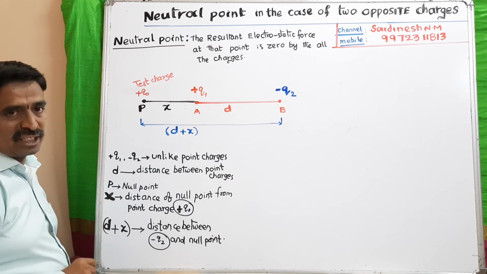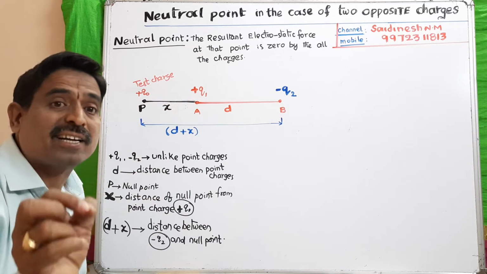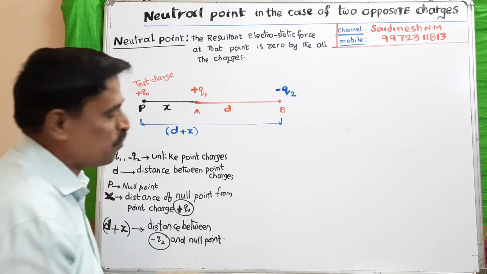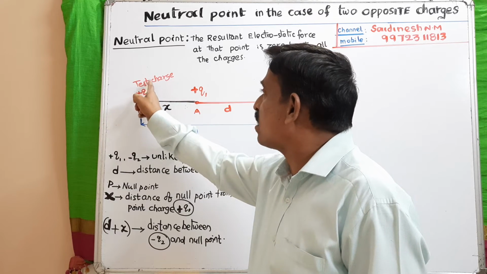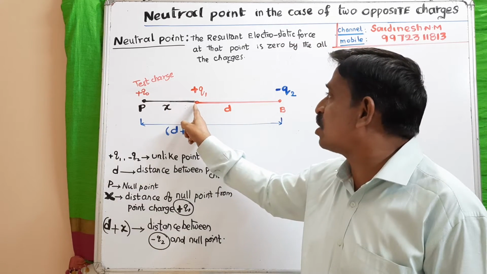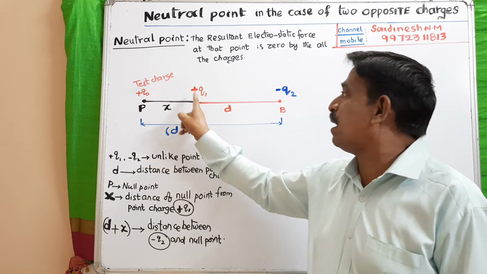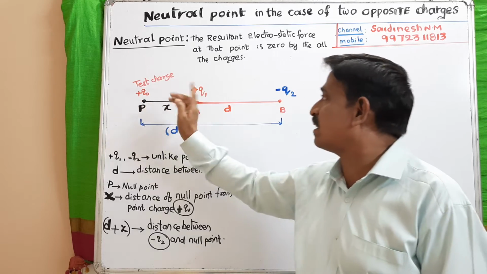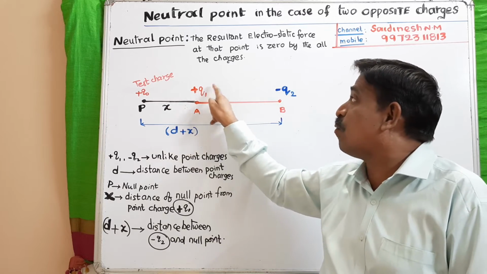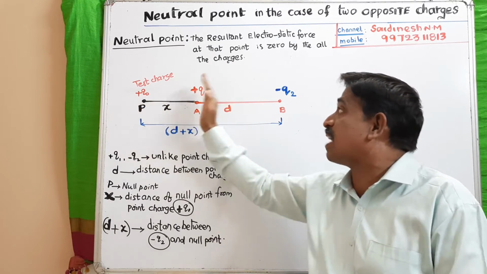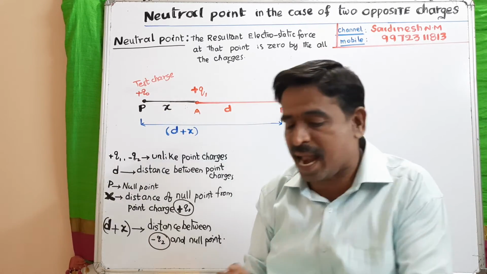On this test charge, this charge Q1 applies an electrostatic repulsive force. This test charge is positive. This charge Q1 is a positive charge. In between these two positive charges, there exists a repulsive force. The charge Q1 applies a repulsive force on the test charge along the AP direction.